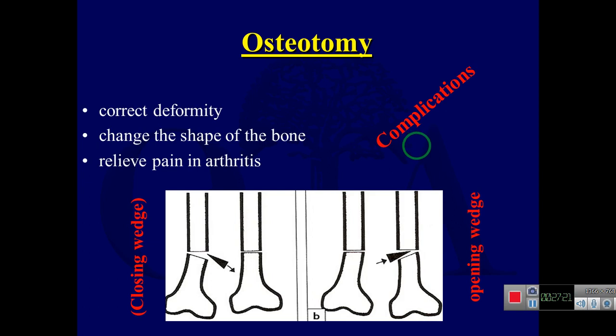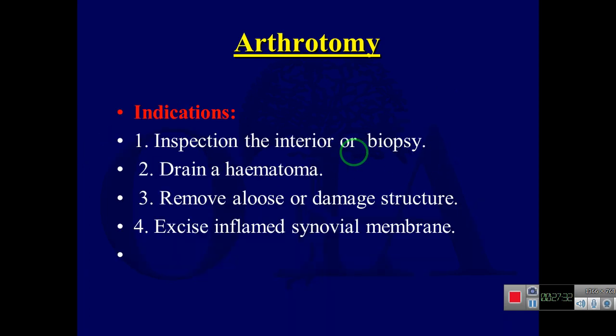Number three complication, compartmental syndrome, especially in the forearm and the tibia, and lastly non-union. The next term is arthrotomy. Arthrotomy means opening a joint, and the main indication for opening of the joint is number one, inspection of the interior or perform a synovial biopsy.